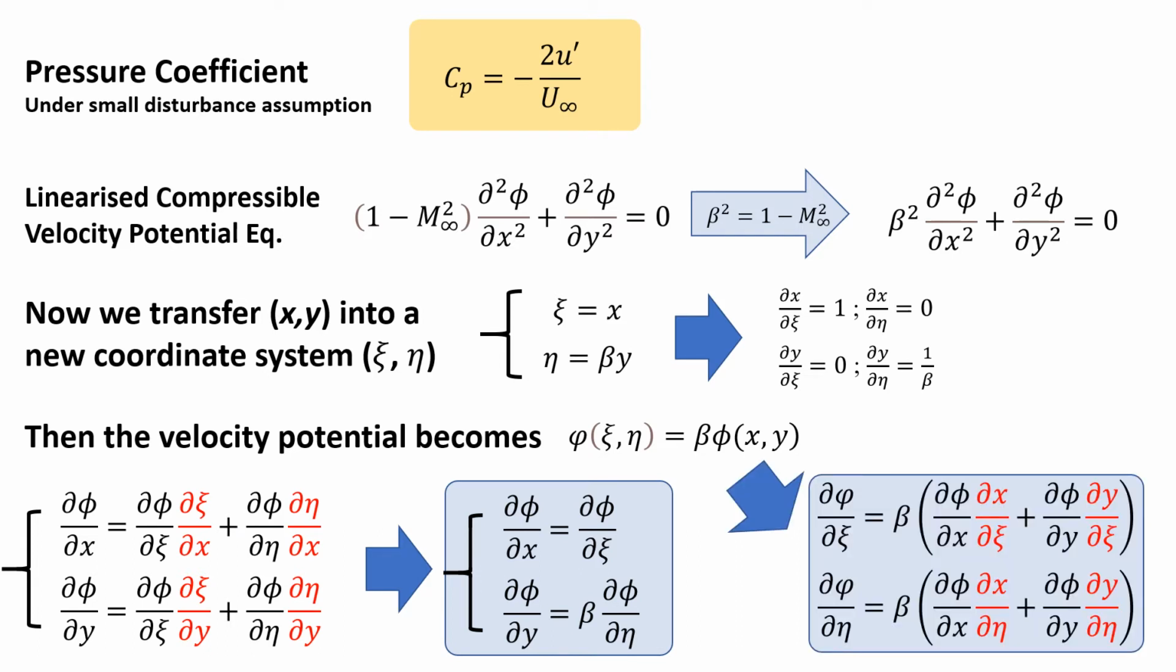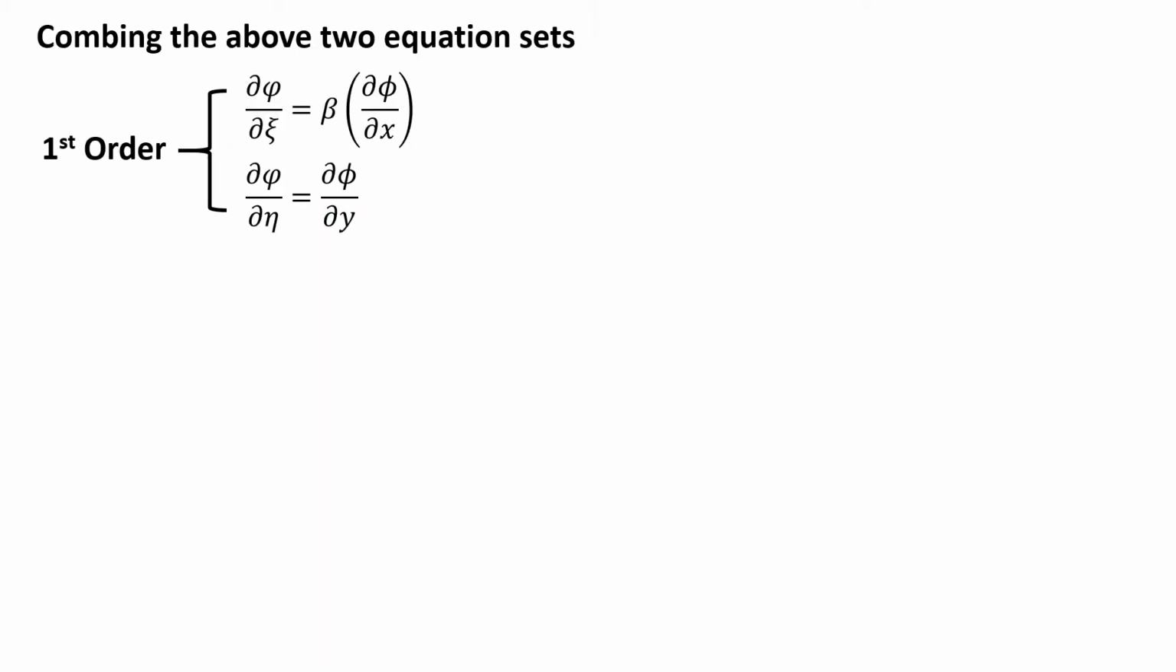So finally we have partial small phi, partial xi, and partial small phi, partial eta. So those are the relations. And we also have the highlighted portions, which can be replaced by the derived results above. For example, partial x, partial xi is 1, partial y, partial xi is 0. So some of the terms can be eliminated. So let's move on. Finally, we have partial small phi, partial xi equals partial big phi, partial x, and then we have the other relation.